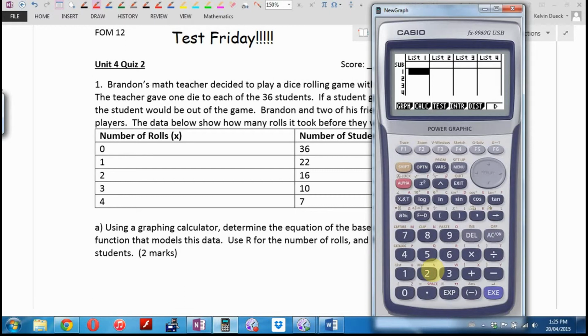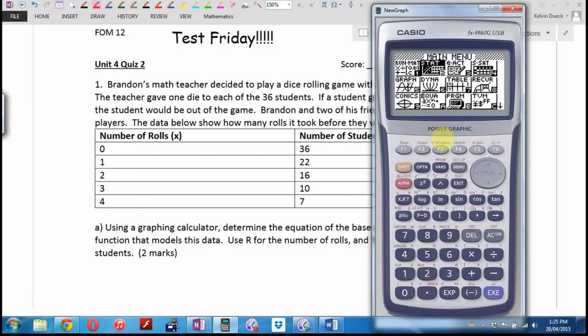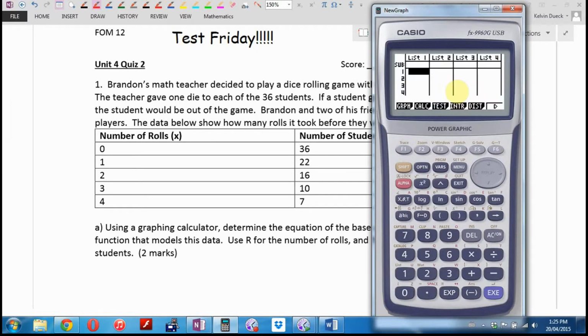Menu, stat. You need to know where your menus are. So the two menus we're using, mine are in different locations. I think your stat menu is location 2, but your graph menu I think is location 3 right here. So mine is location 5, but we're using stat and graph. Don't get mixed up with this dynamic or this table. There are other ones that look the same. Read the titles. Anyways, menu 2.